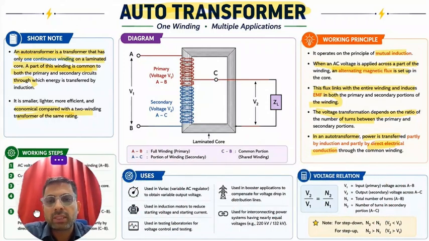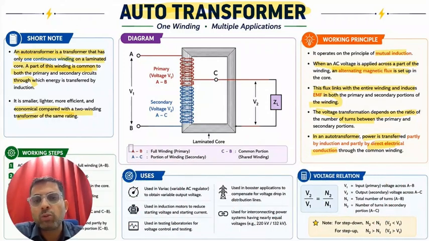Now what is this one? What is this A to B? See, A to B is the full winding, meaning from here to here, you can say the full winding. The entire thing is the primary winding. A to C is the portion of winding that is the secondary winding, this part. And C to B is the common portion, the shared winding.